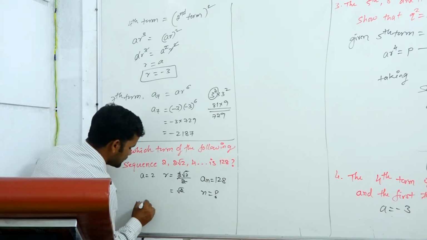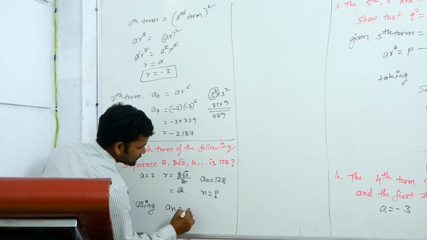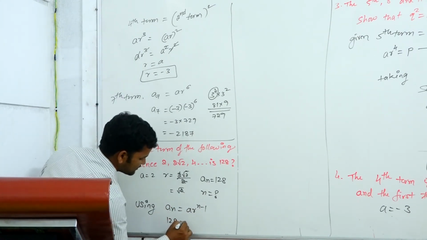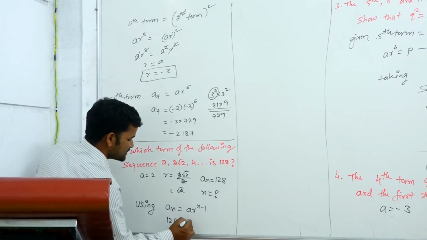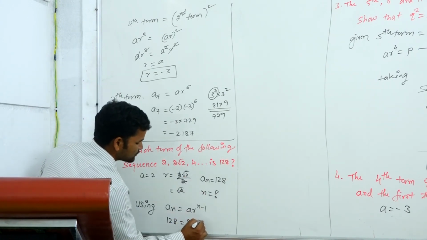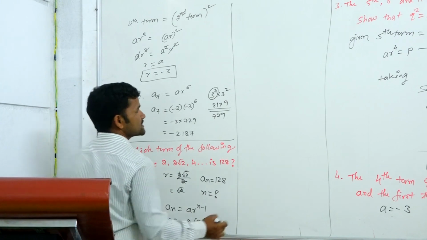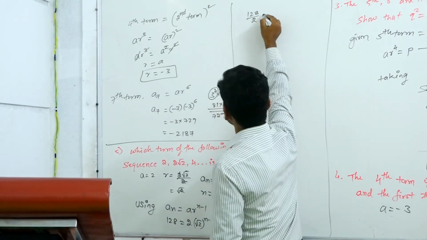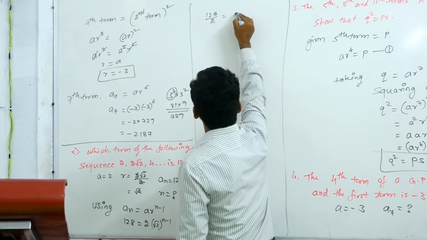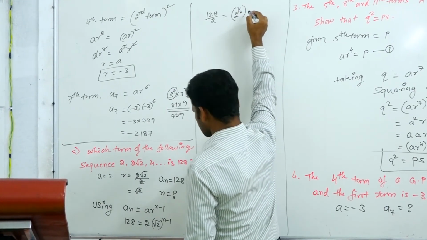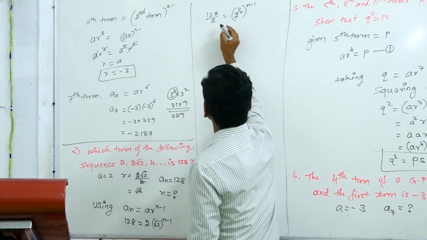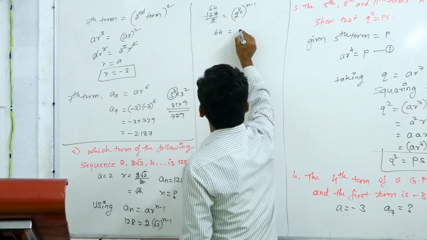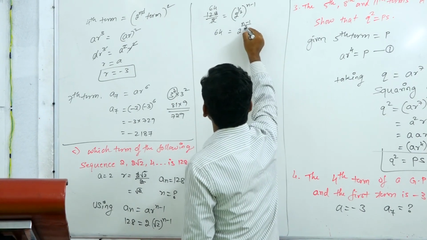Use the formula an is equal to a into r to the power of n minus 1. Substitute an is nothing but 128, a value is 2, r value is root 2, whole to the power of n minus 1. Okay, 2 I will take to the left hand side. 128 by 2 is equal to root 2. Root 2 can be written as 2 to the power of 1 by 2, that whole to the power of n minus 1. 2 ones are 2, 64. 64 is equal to 2 to the power of n minus 1 by 2.